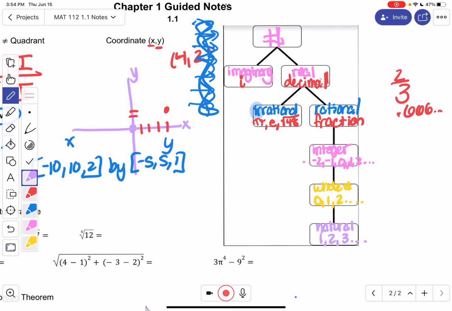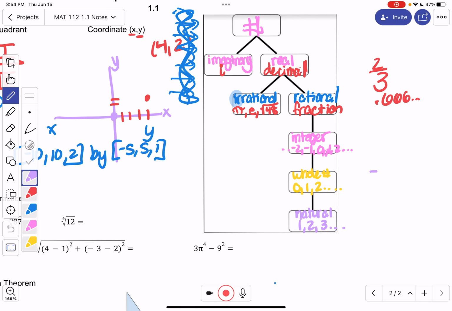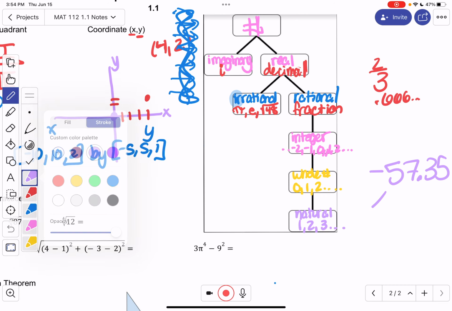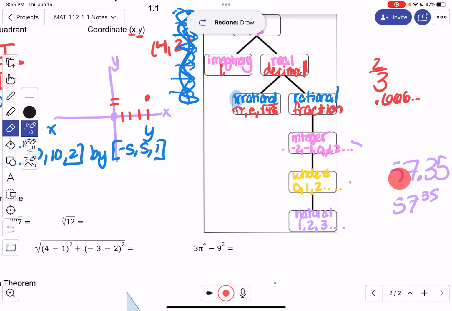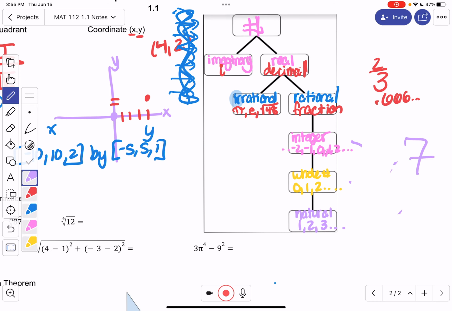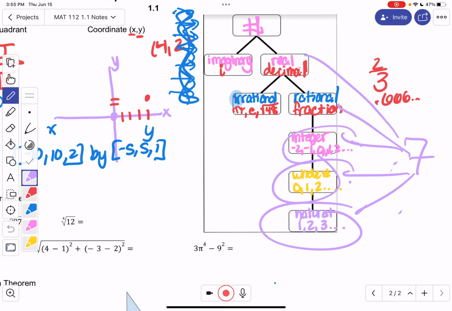So if you're going through the homework and it gives you the number negative 57.35, and it wants you to classify, well, it's negative, so it can't be those two. It has a decimal, so it can't be that one. It could be 57 and 35 hundredths, so it's rational and real. Now let's say we did the number 7. Well, the number 7 fits into all of these. So once it's down, it's everything above it on that flow chart.